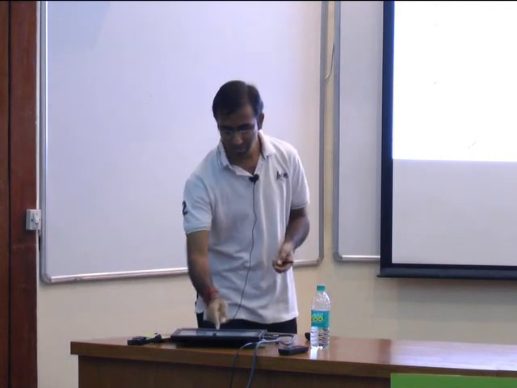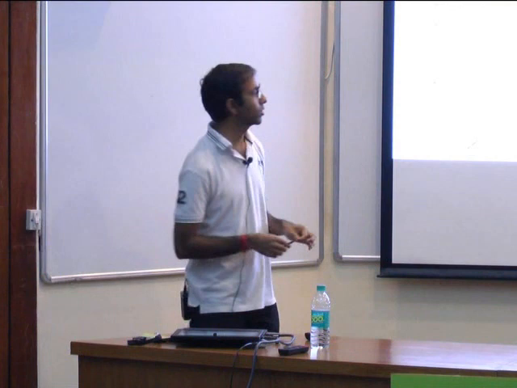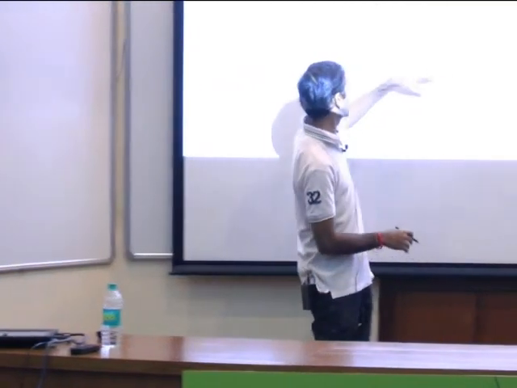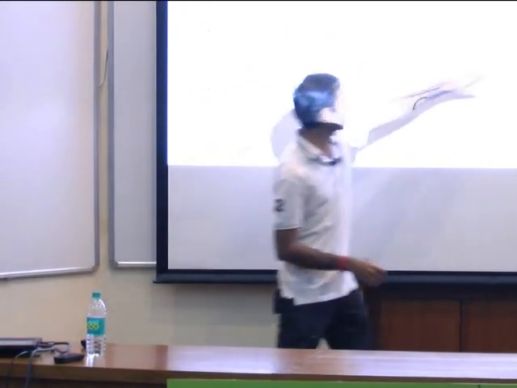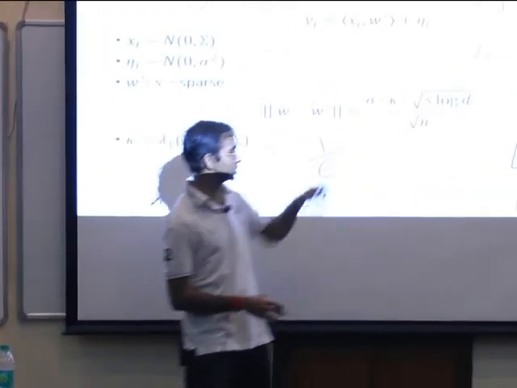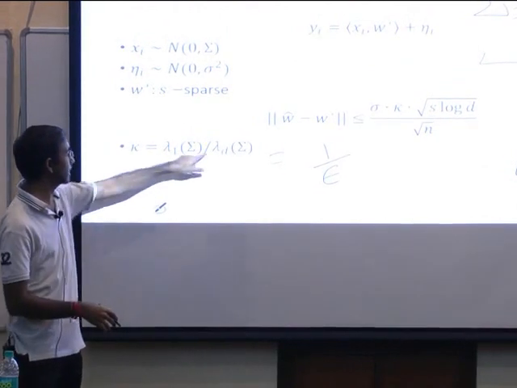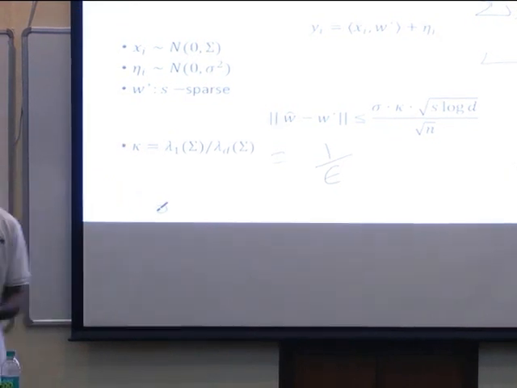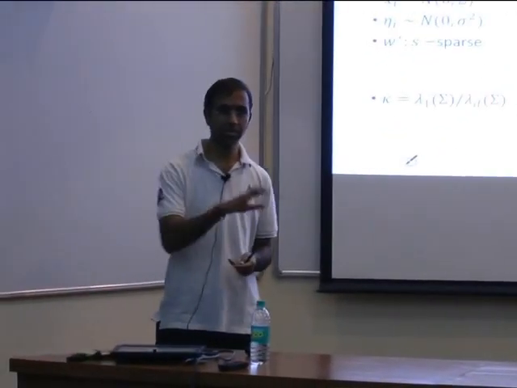Yeah, here, I assume this is sigma, but it need not be. If you do not normalize your features, then you will have one more term here. Rather than just sigma 1, lambda 1 sigma times lambda d sigma, you will have an extra lambda 1 sigma setting. That's all. But that is just a normalization thing.